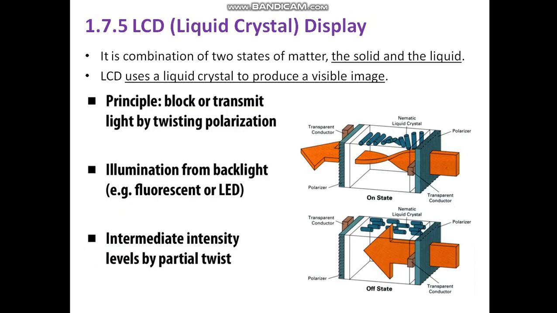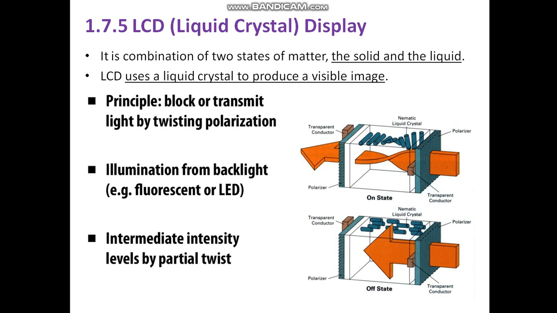The second one is the LCD display. LCD is a liquid crystal display. It is a combination of two states of matter, solid and liquid. It is not wholly solid matter, nor wholly liquid matter. An LCD uses a liquid crystal to produce a visible image. There are two states: the on state and the off state.